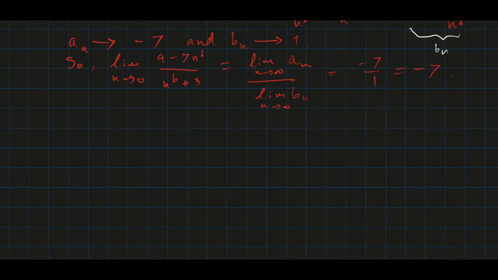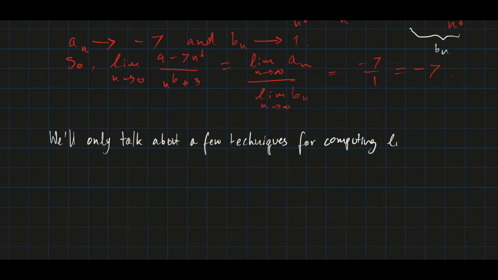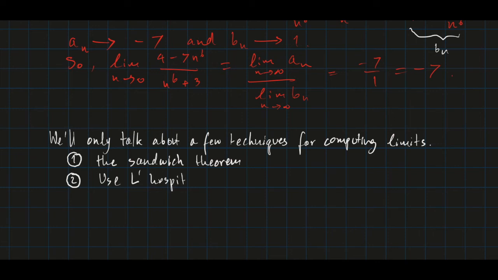There are many techniques for computing limits of sequences, but we will only talk about a few of them. So the first one that we're going to talk about is called the sandwich theorem. Another one, we're going to use L'Hopital's rule. Remember, this is pronounced L'Hopital's. The third one, we're going to use a theorem called the monotone convergence theorem.